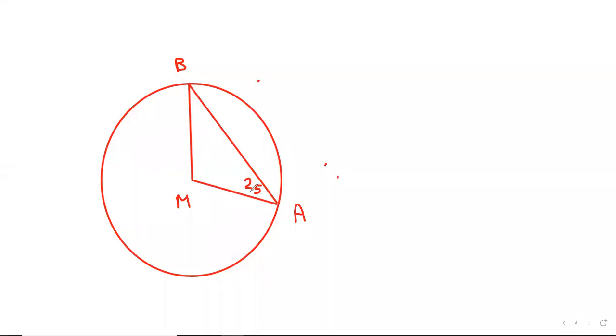In this circle, we have an angle A. The size of angle A is 25. I want to get the size of angle M.